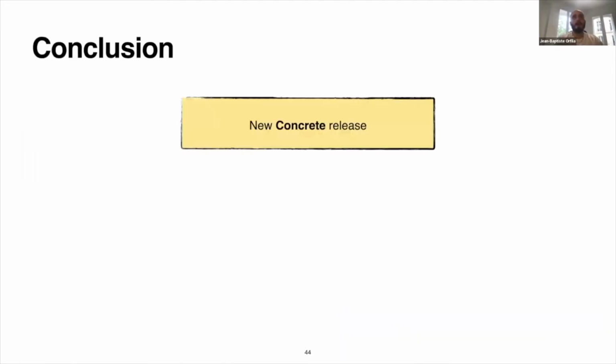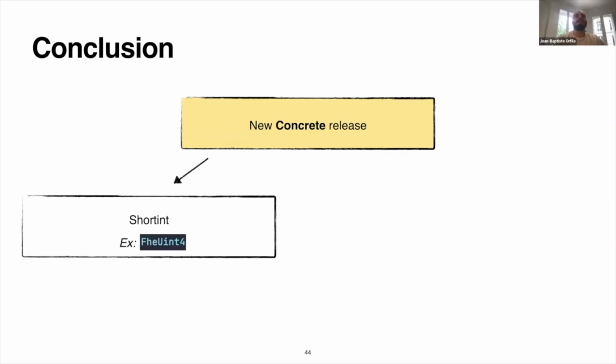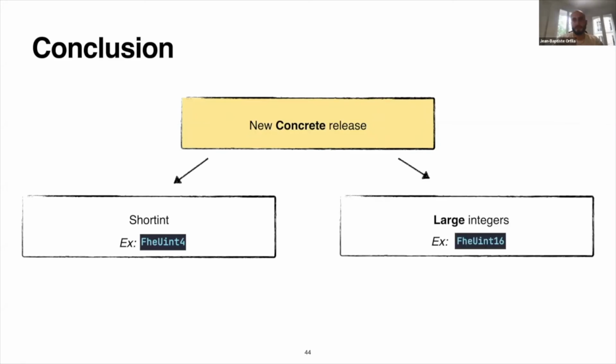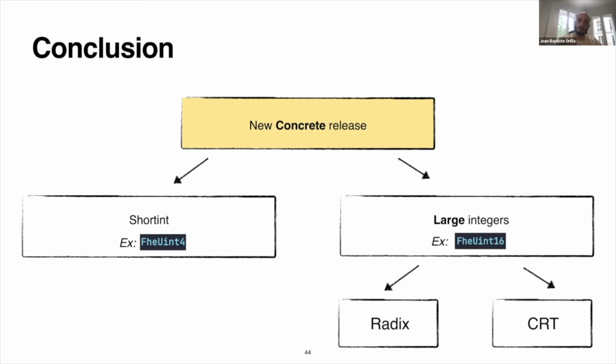So in conclusion, what do you need to remember from this presentation? I guess the main thing is the new Concrete release, which allows you to work on large integers without needing to know any of the details we just saw. It is easy to use, and you don't need to understand everything in the previous slides. This allows you to work on shortint, as was previously the case, but everything is much simpler. It allows you to work over large integers, which was not possible before, and you can choose, through the traits, between the Radix or the CRT decomposition.